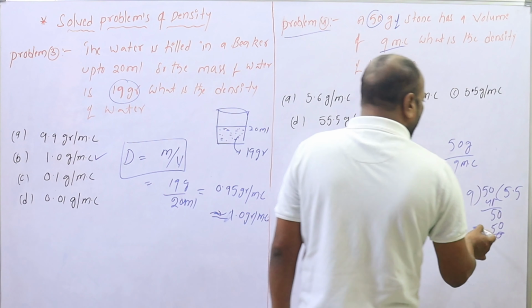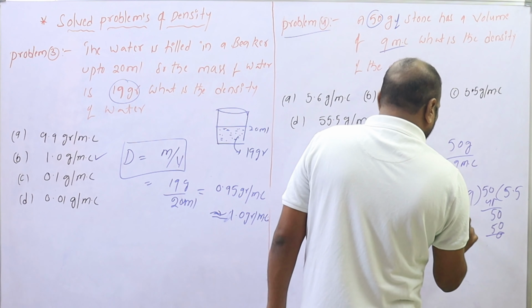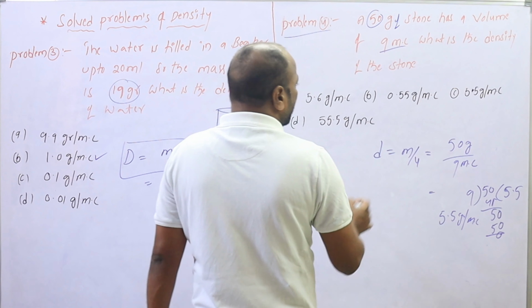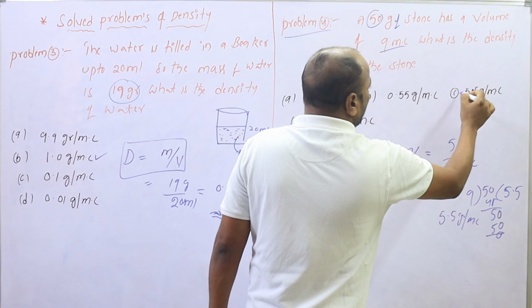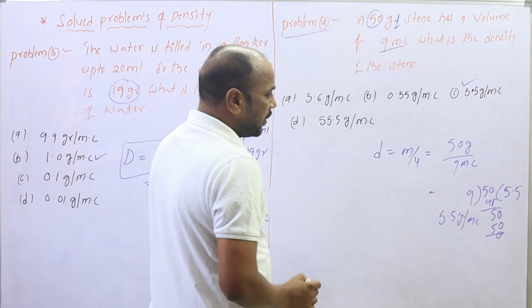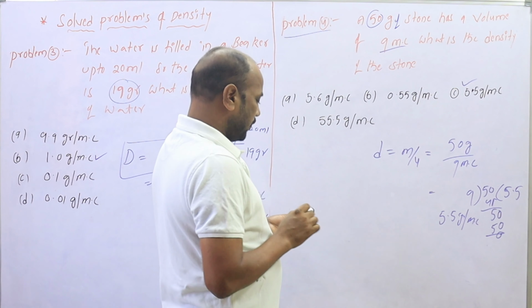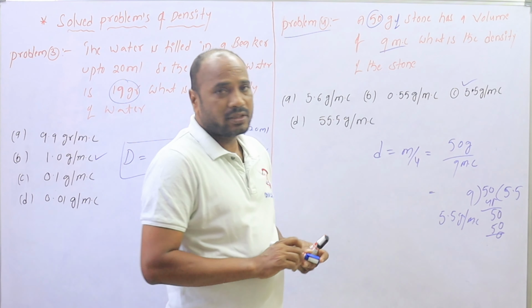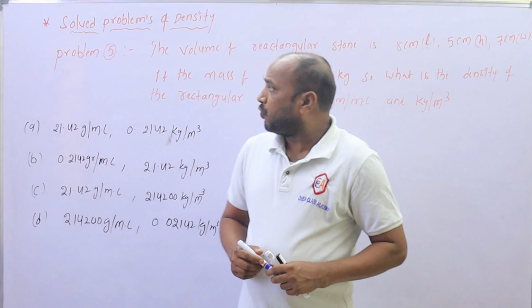So 5.5 gram per milliliter. The option is 5.5. This option is C, 5.5 gram per milliliter. So see the next question, next problem is, okay, problem number 5.